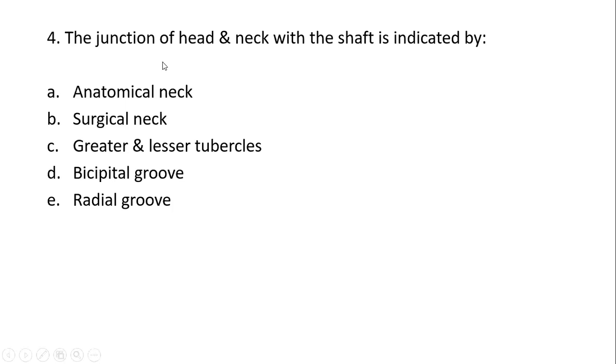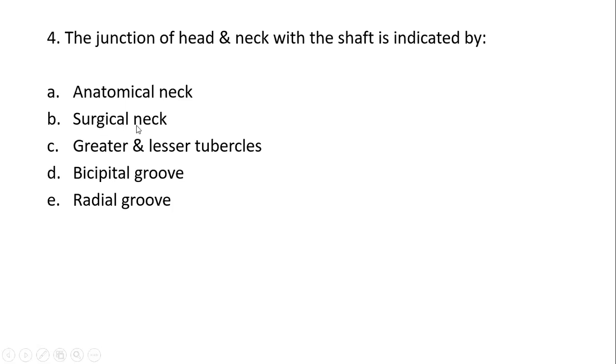Now this question is similar to question 1 of the humerus. Junction of the head and neck with the shaft is indicated by. So again, you are supposed to point out the bony landmark or a level at which this junction can be observed. And this junction is between what? Head and neck with the shaft. So it is between the upper end and the shaft. Anatomical neck. We established previously that anatomical neck is the part of the upper end of humerus that separates the head from the rest of the upper end.